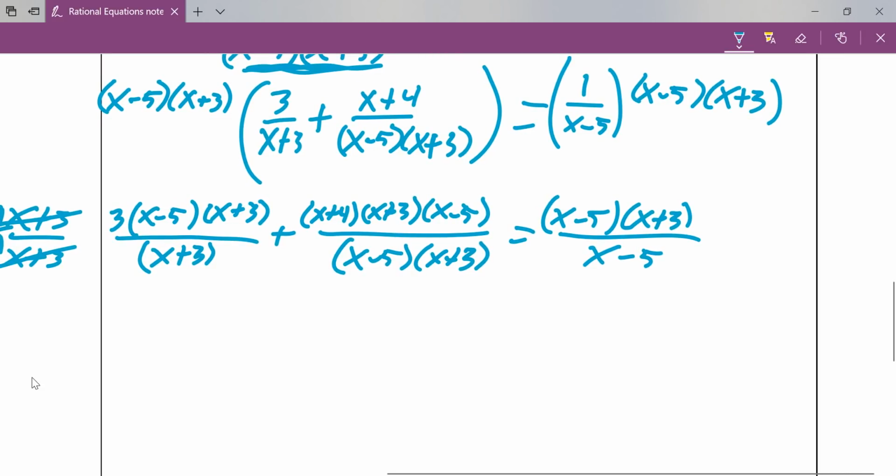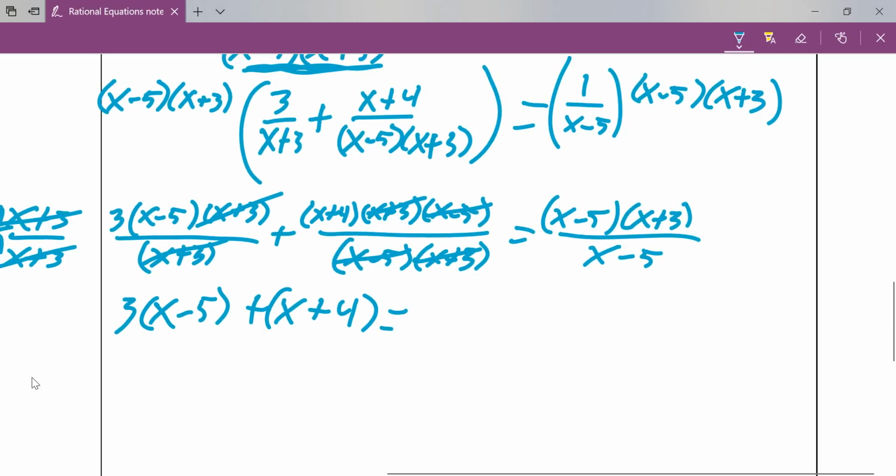So again, we're going to go through and simplify and see if we can make 1s anywhere. And so here, x plus 3 over x plus 3, that's going to make a 1. So we have 3 times x minus 5. And then plus this x plus 4, but then we have x minus 5 and x plus 3 on top and bottom, so we just are left with the x plus 4, right? And that's all equal to x minus 5 times x plus 3. But again, we have this x minus 5 on bottom. So those can divide to make 1, and we're just left with x plus 3.